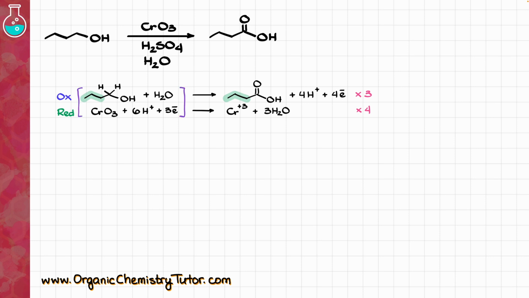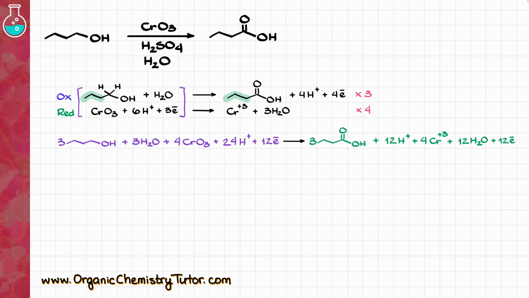So, from the perspective of my reactants, I would have 3 equivalents of my butanol, 3 equivalents of water, 4 equivalents of chromium oxide, 24 protons, and of course 12 electrons. And on my product side, I'm going to be looking at the 3 equivalents of my butanoic acid, 12 protons, 4 chromium ions, 12 water molecules, and of course 12 electrons that I need to balance out, so I'm going to go ahead and I will cross my electrons right away.